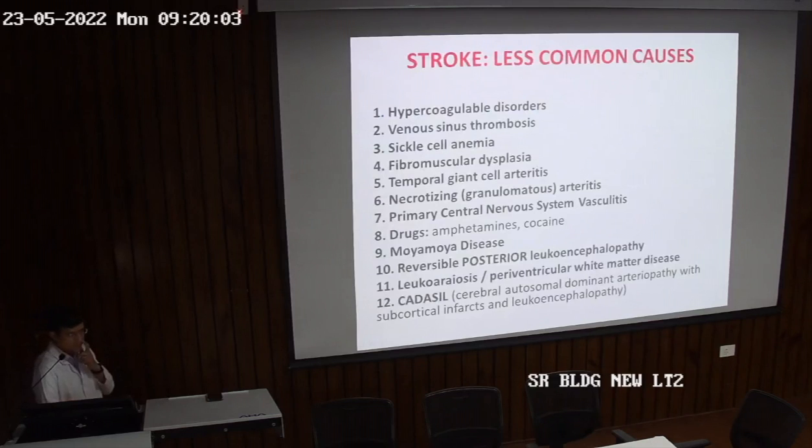So apart from the artery to artery embolic stroke and the cardioembolic stroke, there are other causes of stroke which are less common. These are the hypercoagulable disorders, venous sinus thrombosis, sickle cell anemia, fibromuscular dysplasia, temporal giant cell arteritis, necrotizing granulomatous arteritis, primary central nervous system vasculitis, certain drugs in the form of amphetamines and cocaine, moyamoya disease, reversible posterior leukoencephalopathy, leukoaraiosis, or CADASIL. So these are the less common causes of stroke.